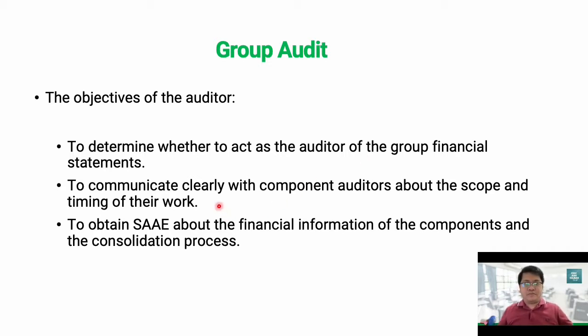Now we also have to communicate clearly with the component auditors, if applicable, about the scope and timing of their work on financial information related to the components and their findings. In group audit, it's possible that we will not be auditing all the entities belonging to the group alone. Some of the components may be audited by another auditor, and we call that the component auditor. Okay? So as the group auditor or group engagement team, you have to consider the coordination of the work between the group engagement team and the component auditors.